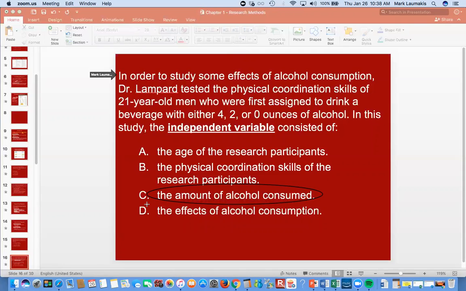I could use this same question and ask you, what's the dependent variable? So if I ask you that, what's the dependent variable? To be specific, which one is it? It's B, right? The physical coordination skills, because it even says it in the question. It says right here, testing the physical coordination skills after drinking 4, 2, or 0 ounces of alcohol. Okay, good. So IVs and DVs.